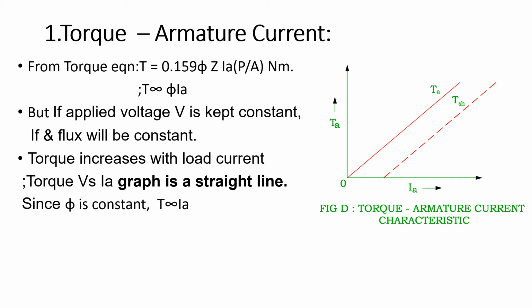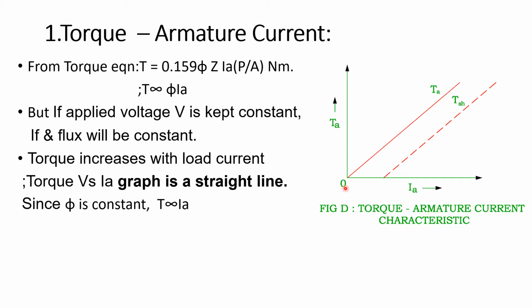In this lecture, we are going to discuss three important characteristics for DC shunt motors, and we will see what are the major applications for DC shunt motors. Okay, so let us start with the first characteristics, that is torque versus armature current characteristics.